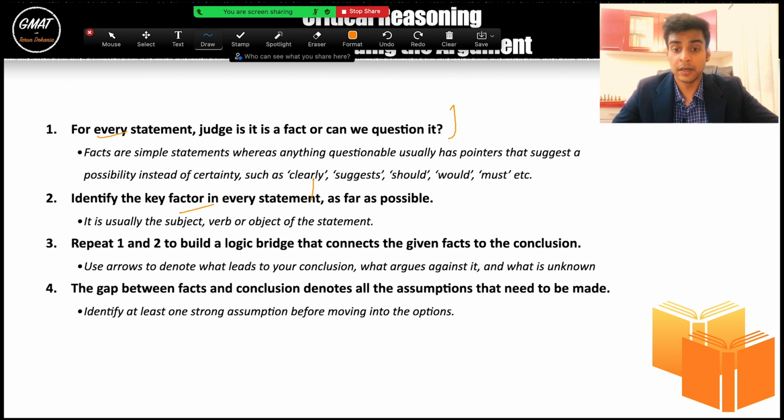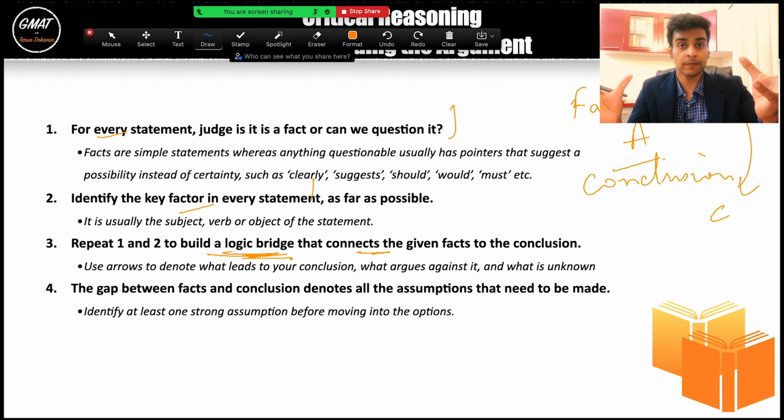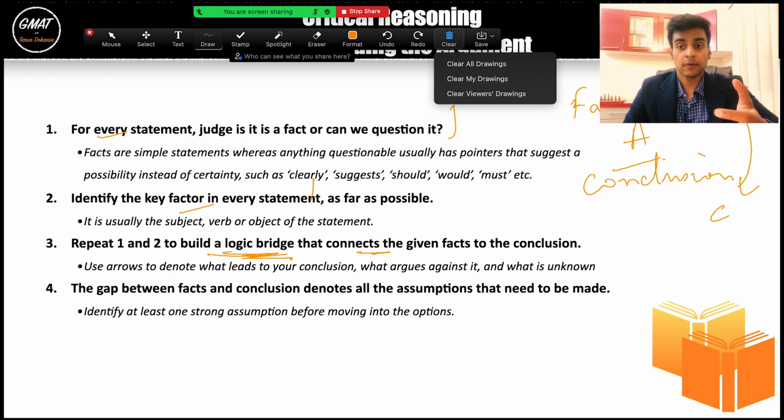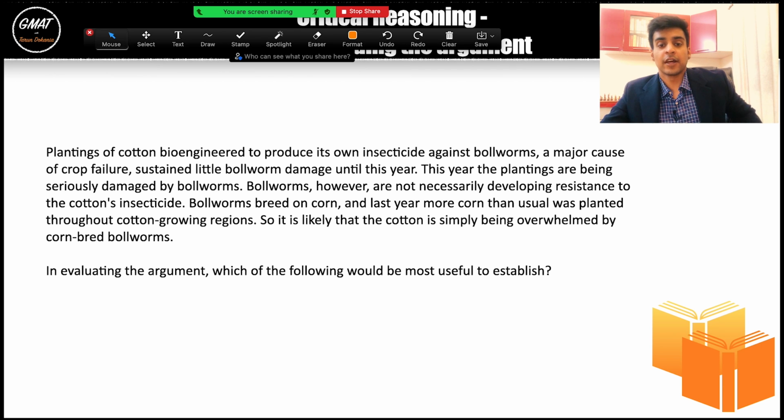Then I want to use these two to build a logic bridge. Connect them together. What goes together? What is questionable? What is contradictory? What's helping my conclusion? Where are the assumptions coming from, right? That is us building a logic bridge. The facts come from here. The conclusion also comes from here. Being able to spot the factors is how I break these facts down and how I break the conclusion down. And at this point, I have to come up with the assumptions as well. Once I do this, my argument is done. Post this, we have to move into the options. Now, what do we do with the options? We'll get into that in a minute.